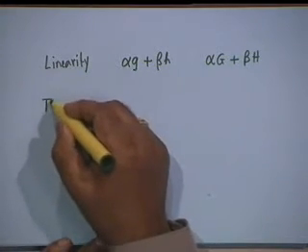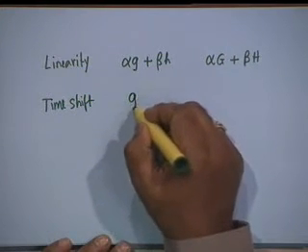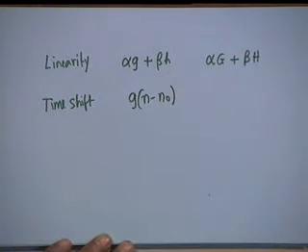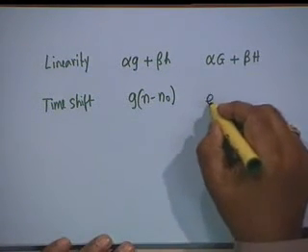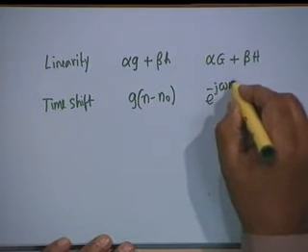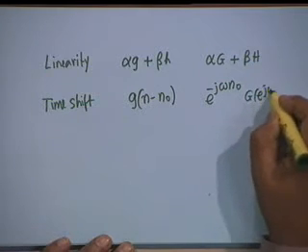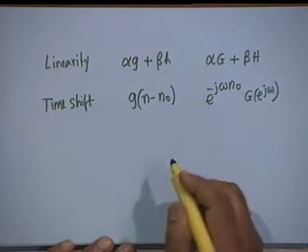Then a time shift. If you shift g by an integral number of samples n0, then the Fourier transform would be e to the minus j omega n0 multiplied by capital G of e to the j omega. This also follows from the definition.